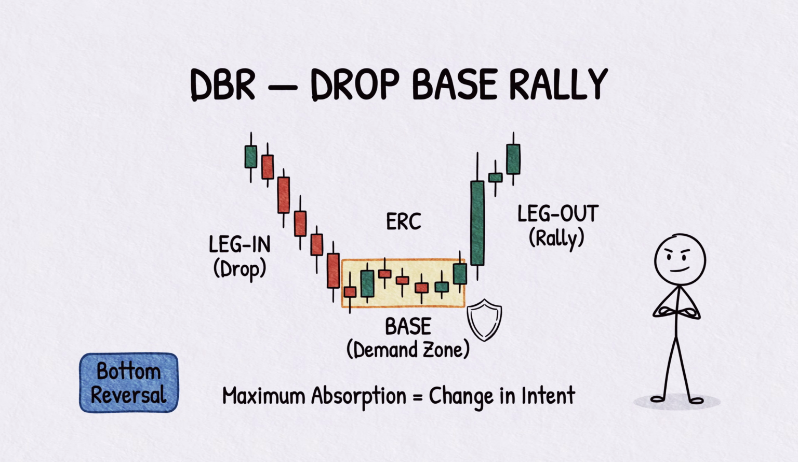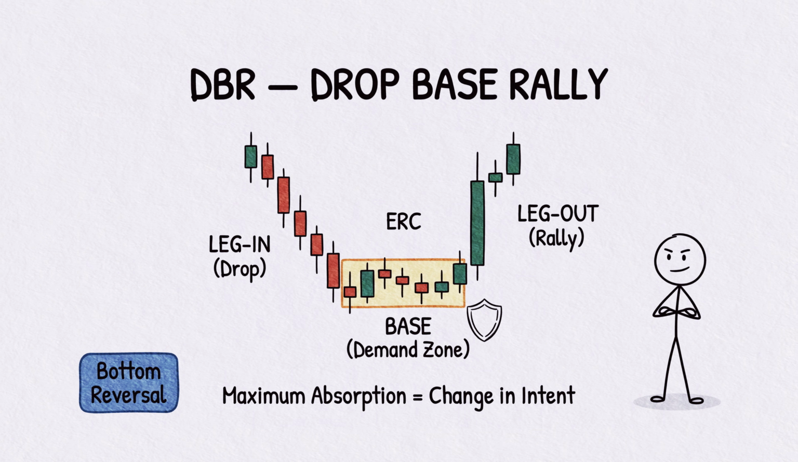The first pattern, and the strongest, DBR, drop, base, rally. In other words, the leg in, the price move into the base. Here, it's a strong drop. Then the base, the consolidation zone, and finally the leg out, the price move away from the base, which is the ERC candle departing. This is a bottom reversal pattern. It creates a demand zone.